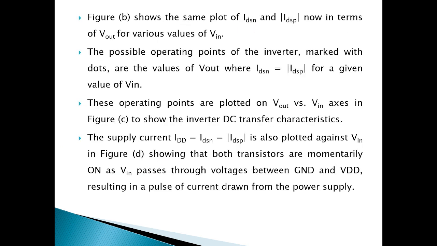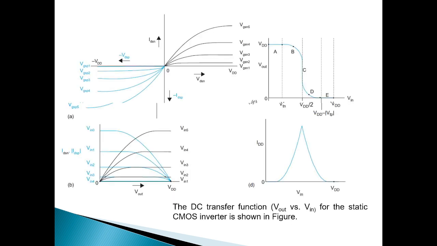Next we will go to figure B. Figure B shows the same plot of IDSN and IDSP, now in terms of Vout for various values of Vin. That is the drain to source current for various output voltages. Here we are going to see the drain to source current for NMOS and PMOS for various input voltages. We have Vin1, Vin2, Vin3, that is various input voltages. And what about the output values for each, we are going to get from figure B.